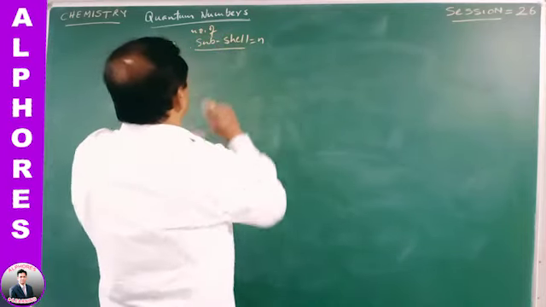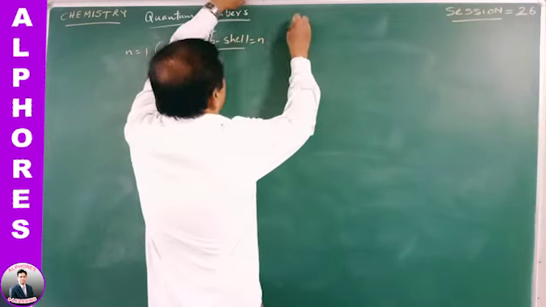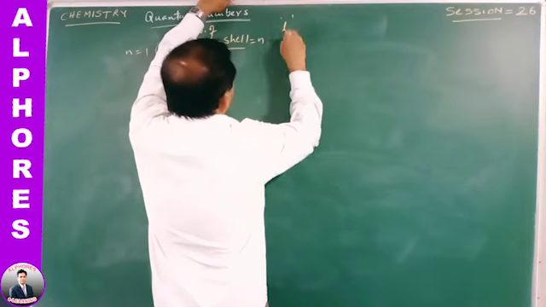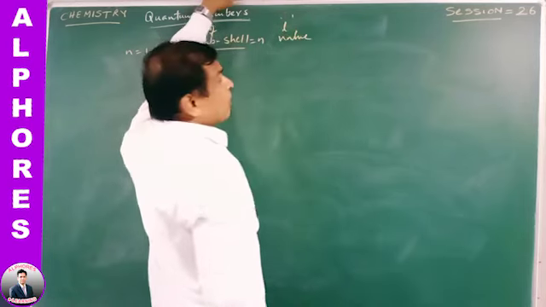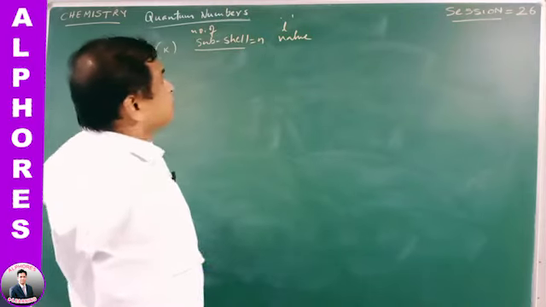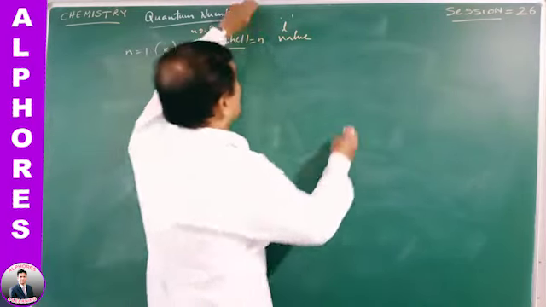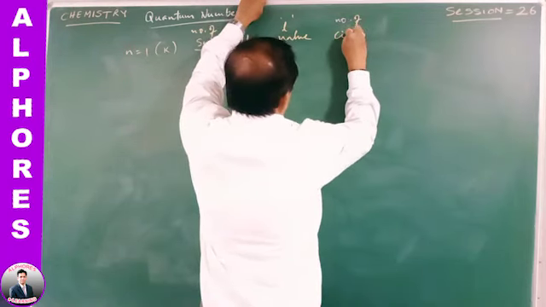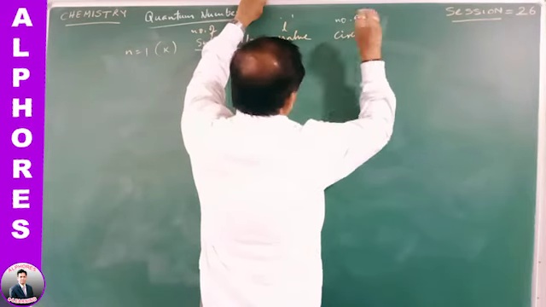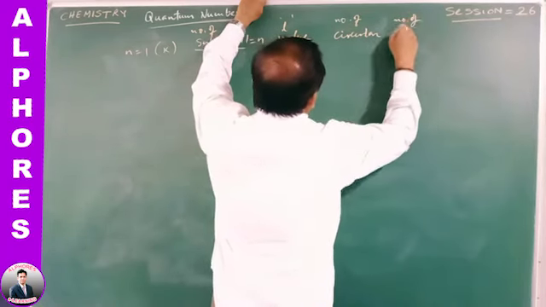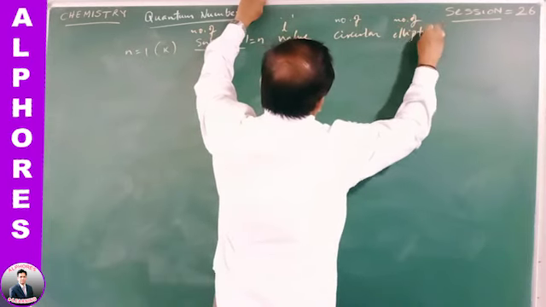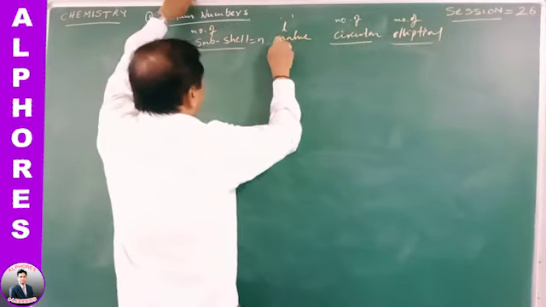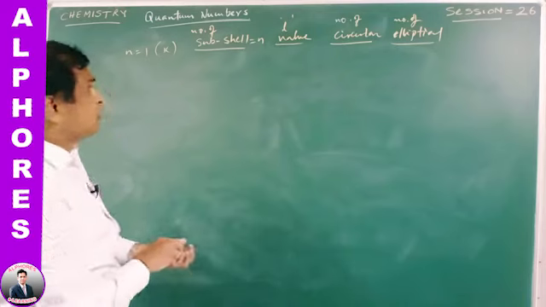Next, the third column: L values. What are the possible L values? Based on the L values we can say the number of circular suborbits and the number of elliptical suborbits. How many are circular and how many are elliptical, we have to identify that. So we should fill this data.